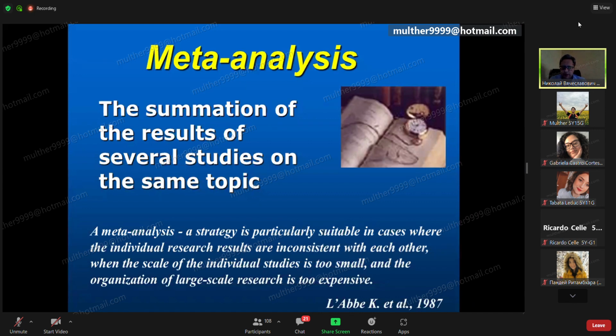It was said that meta-analysis as a strategy is particularly suitable in cases where the individual research results are inconsistent with each other, when the scale of the individual studies is too small, and the organization of large-scale research is too expensive. In this case, we can apply the results of meta-analysis. We can perform this procedure for detection of the most optimal decision.